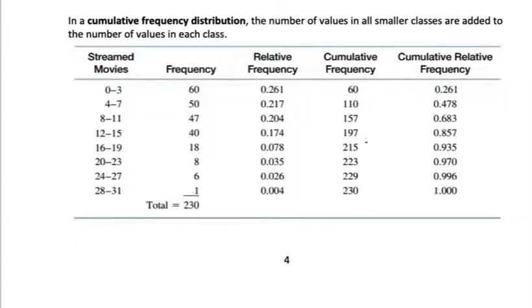And when you finish, your last row should have the total number. It should be the same as the total number because everyone should be counted in that cumulative frequency. And if you do relative frequency, dividing by the total number, your last row will have a value of exactly 1. So that is a cumulative frequency distribution.